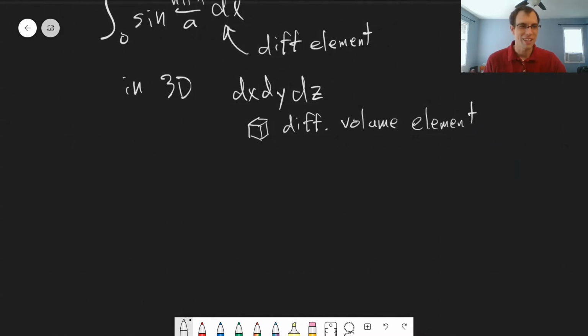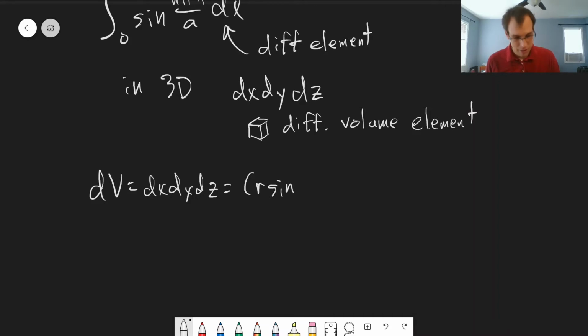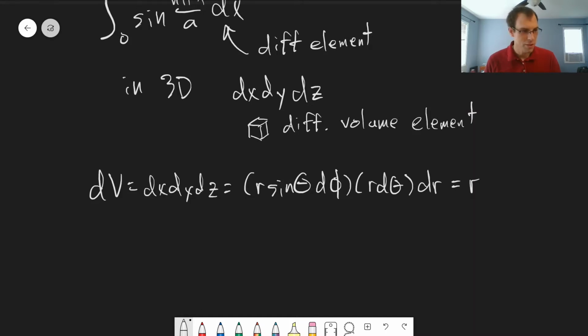That would be too convenient. So in spherical coordinates, our differential volume element is still the equivalent of dx, dy, dz, but we have to use the definitions of x, y, and z in terms of r, theta, and phi to get this in the correct terms. So dx becomes r sine theta d phi. Y becomes r d theta, and we end up with a dr as well.